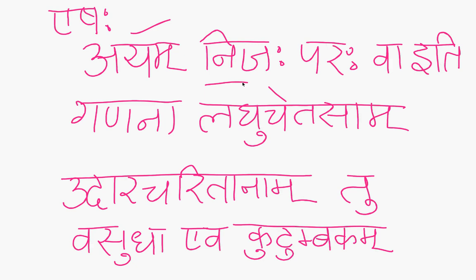Udaracharitanam tu Vasudha eva Kutumbakam. Udaracharitanam, people who are big-hearted, liberal-hearted. So, for them, their thinking would be Vasudha eva Kutumbakam. And Vasudha is Bhumi, the earth. The world itself is Kutumbakam, family.